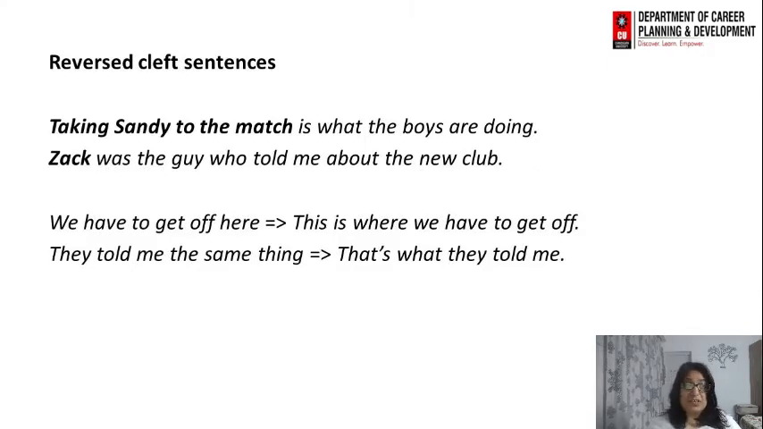Let's have a look at the reversed cleft sentences now. We can reverse the order of the parts in WH cleft sentences and put an emphasized part in the beginning. So let me show you how. For example, taking Sandy to the match is what the boys are doing. So here we are putting Sandy in the beginning of the sentence.